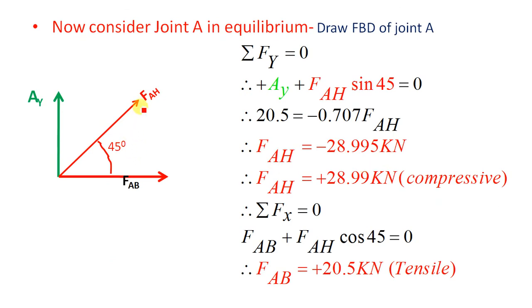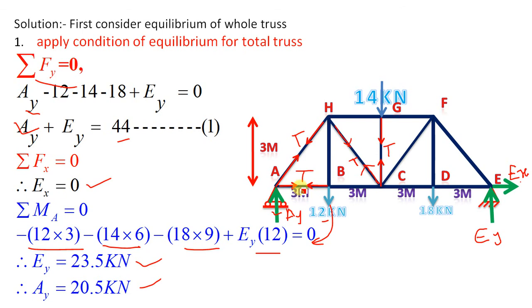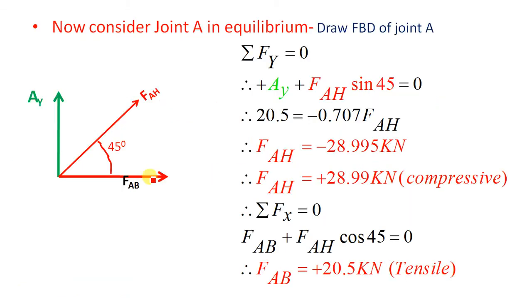Okay, next we have to draw the free body diagram of joint A. If you draw the free body diagram of this joint A, it shows this vertical reaction AY, this force F of AB, and this force F of AH. This force F of AB, this force F of AH, and this vertical reaction AY.